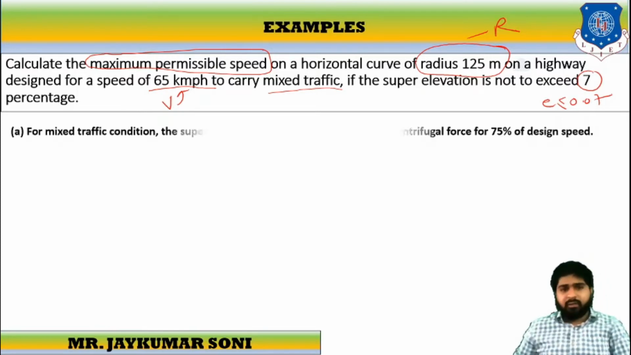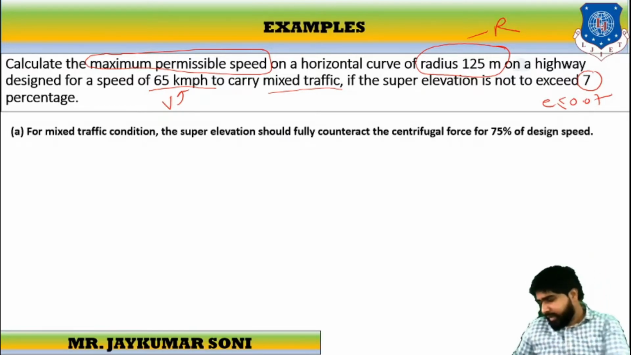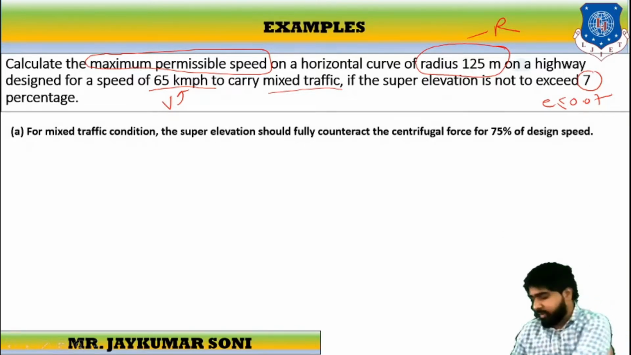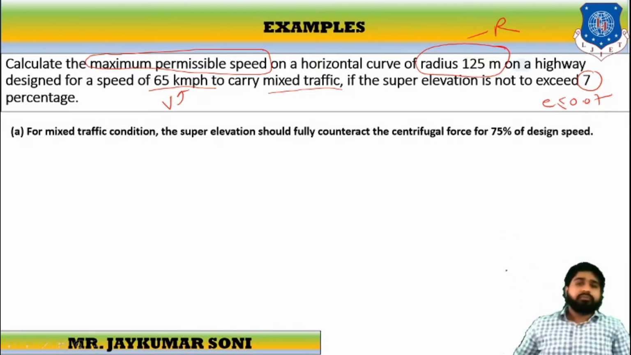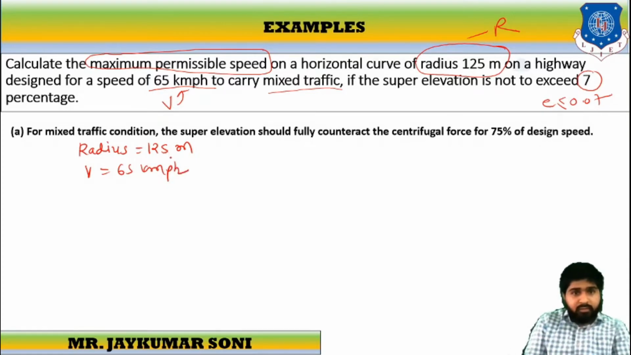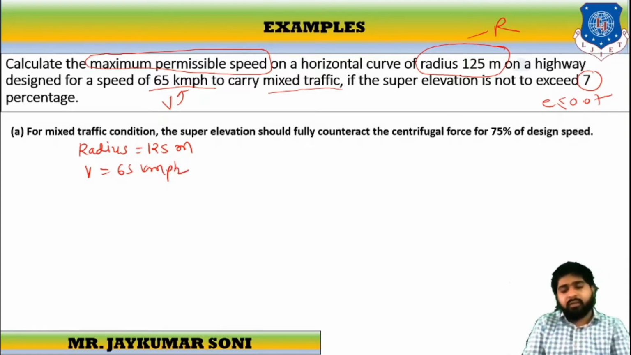As per our ritual, first of all, let me get my calculators back. First of all, we will write down the given data. The radius is 125 meter. The speed capital V is given as 65 kmph. These are the data that we have been given.